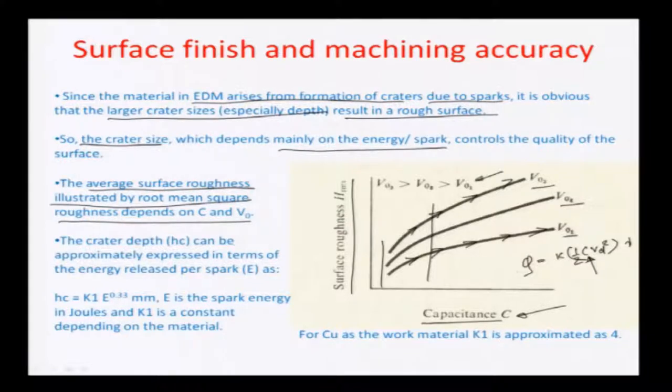Also, you can think of it by looking at that. If you may recall, earlier we had talked about the crater depth HC, which can be expressed in terms of spark energy released. And we arrived upon a formulation where this crater depth was empirically determined as K1 times spark energy to the power of 0.33 millimeters. So, if half CVD square is more, obviously E is more and HC is more.